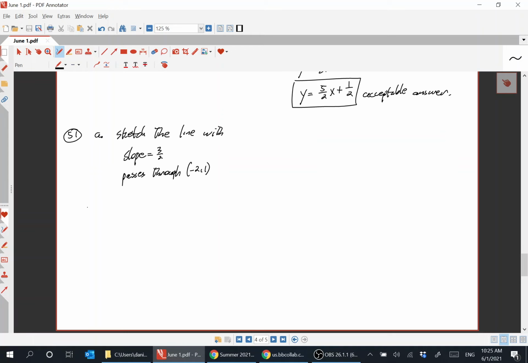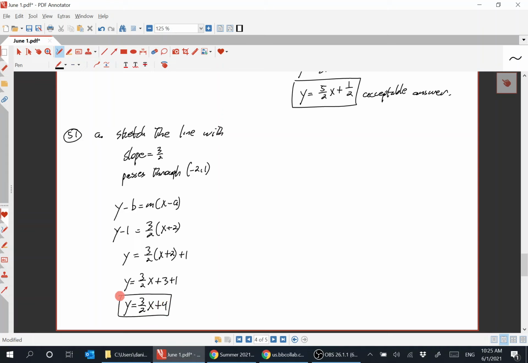So first thing you need to do is get the equation of the line. First find the equation of the line. So y minus b is equal to m times x minus a. Okay, so you have y minus 1 is equal to 3/2 times x minus -2, so it becomes x plus 2. And then put it in slope-intercept form in this case. All right, so you have y is equal to 3/2 x plus 3 plus 1. So y equals 3/2 x plus 4.